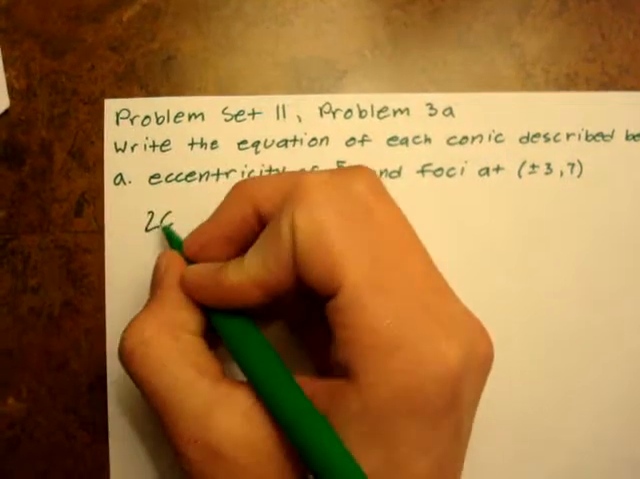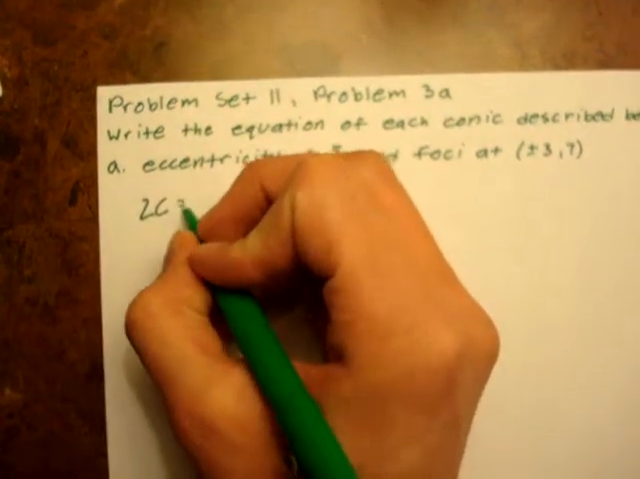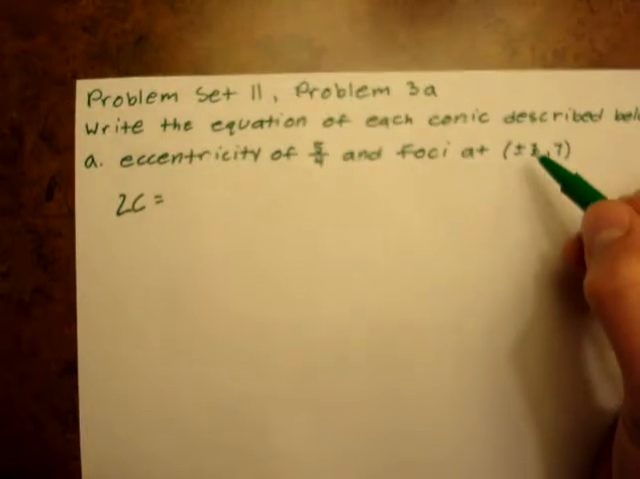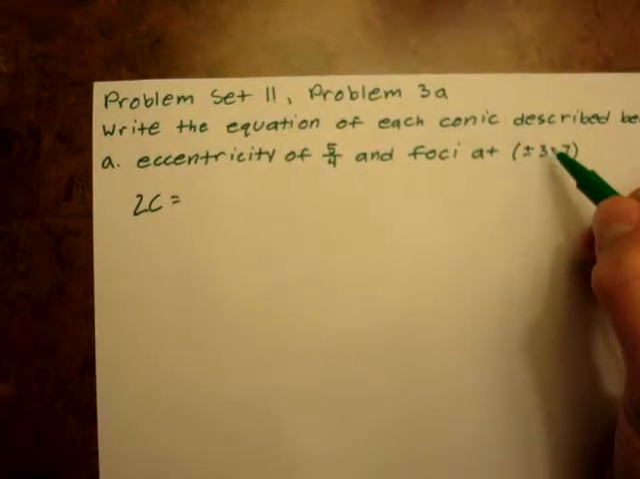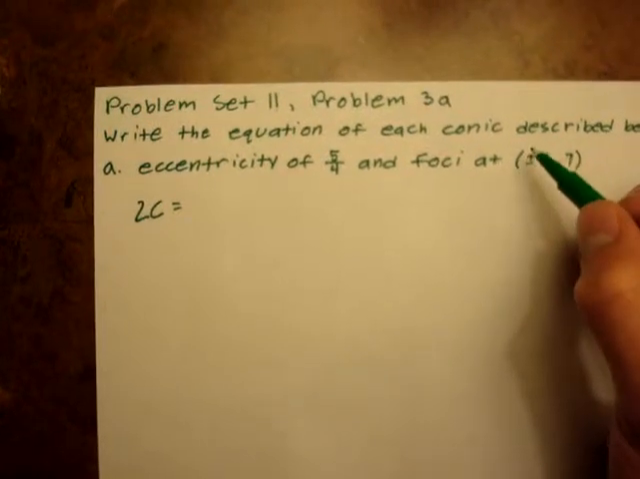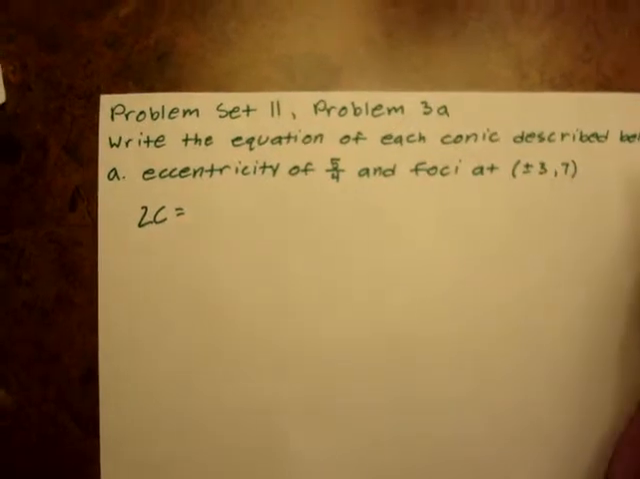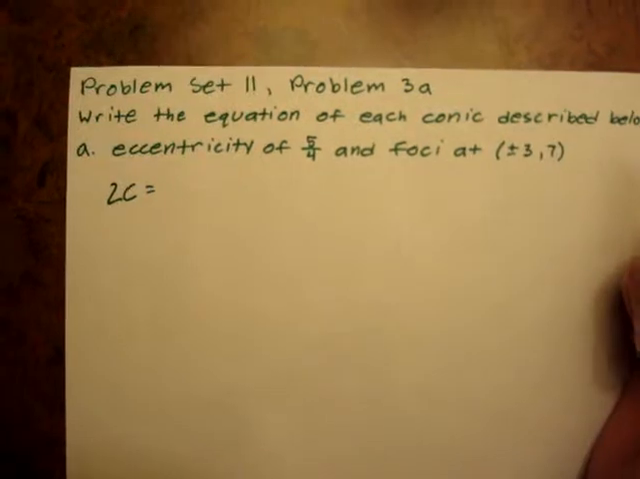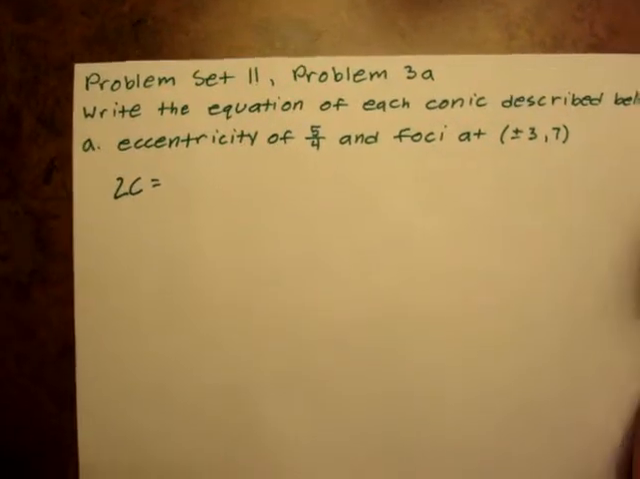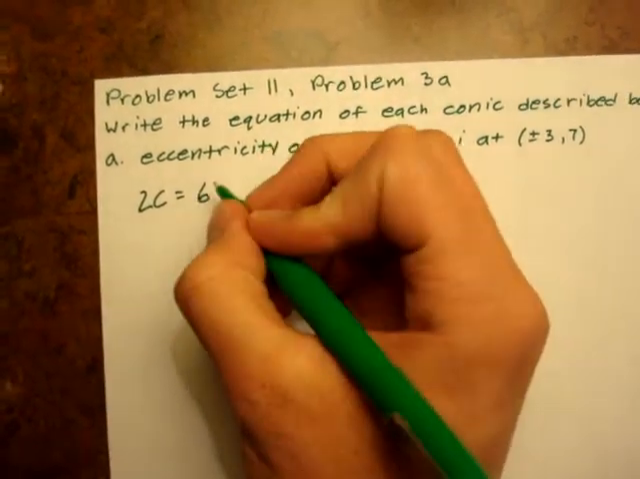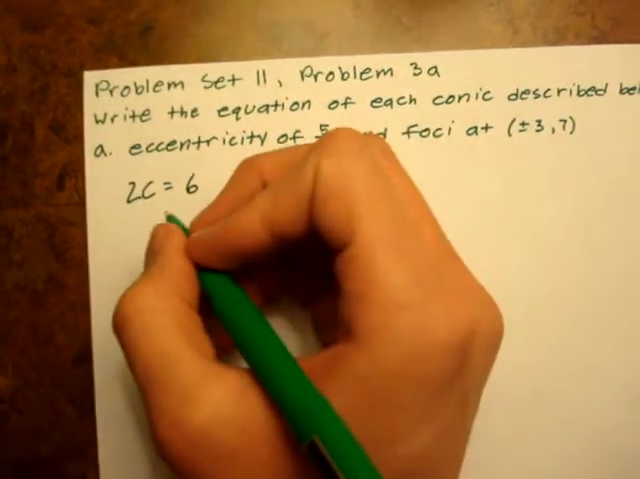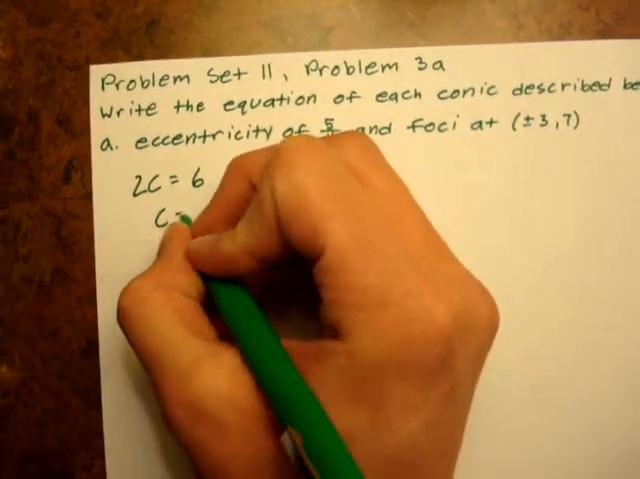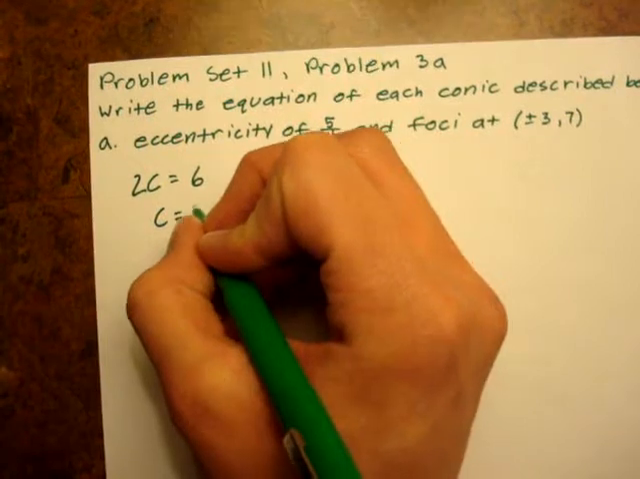So we can say that 2c equals, well, we've got negative 3, 7, which is 3 away from the center, and then positive 3, 7. So that total distance is 6. So then we solve for c. c is equal to 3.